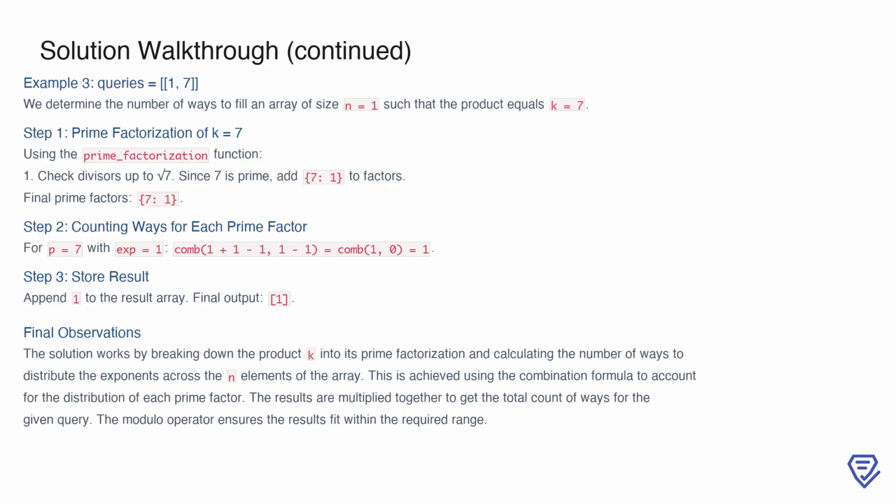In summary, the method works by breaking down k into its prime factors and using combinations to distribute the exponents across the array size n. By multiplying the results for each prime factor, we get the total number of ways for any query. The use of modular arithmetic ensures that the outputs remain within the required range.